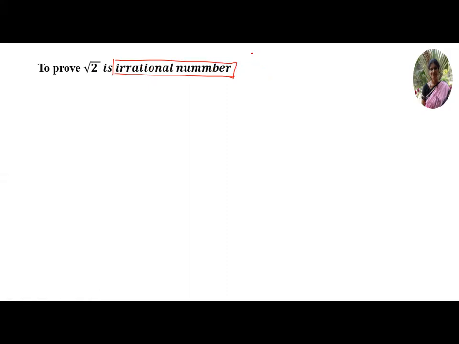This will be proved by the contradiction method. Contradiction, what is it? Contradiction means first we assume that it is a rational number. Then we'll find that it will not satisfy all the properties of the rational number. So then we'll conclude that it is not rational, it is irrational. So what will be my answer? First I'll start: let root 2 be a rational number. I am assuming.